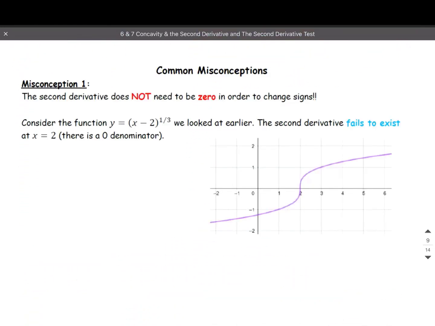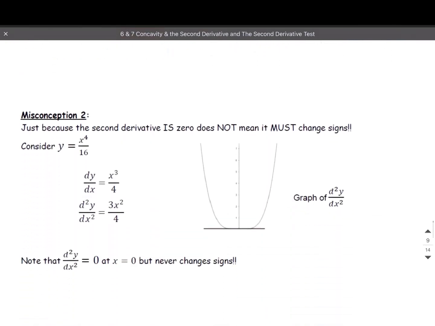All right, some common misconceptions. Number 1, the second derivative does not need to be 0 in order to change sign. You can have a vertical tangent line. That means that there's a 0 in the denominator that has no slope. Therefore, it fails to exist. This is the graph of that problem we just did. The second derivative doesn't exist there. Therefore, we have a possible point of inflection.